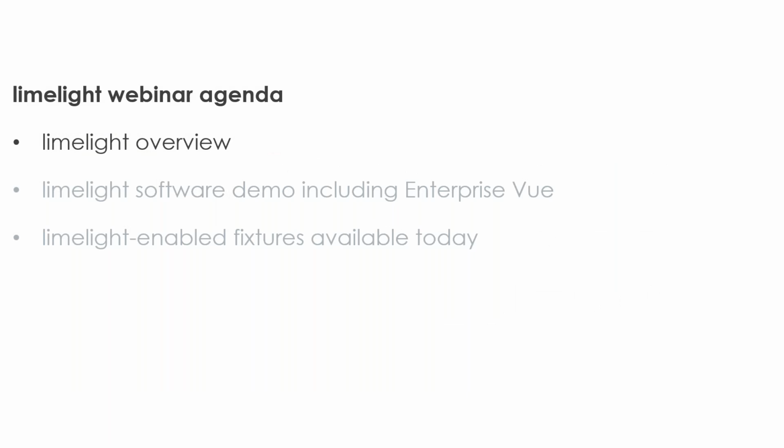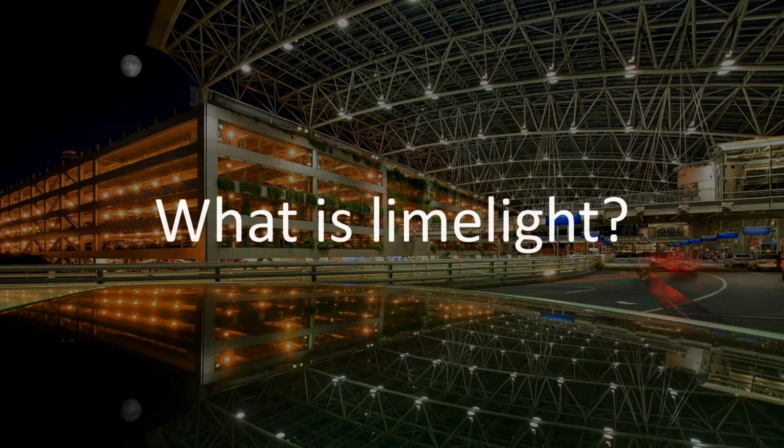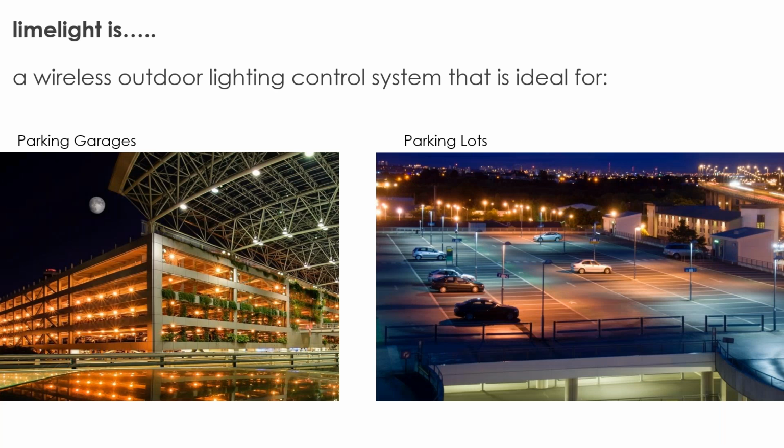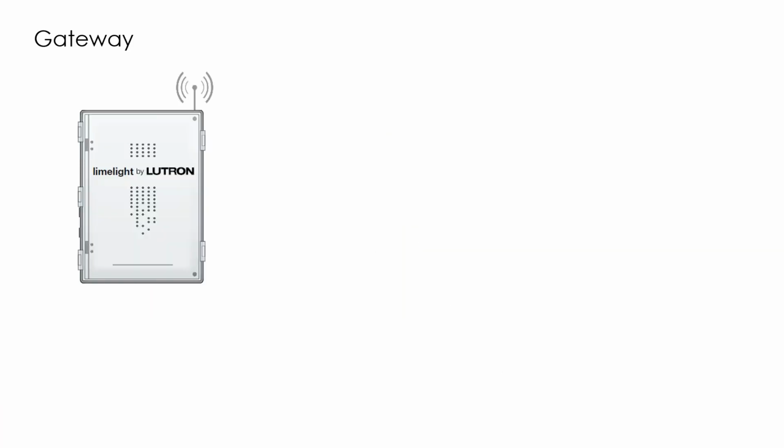Let's get into a brief overview of what our Limelight by Lutron system involves. The general question we want to answer here is what is Limelight? Limelight is a wireless outdoor lighting control system that is ideal for parking garages and parking lots. It consists of 3 components.